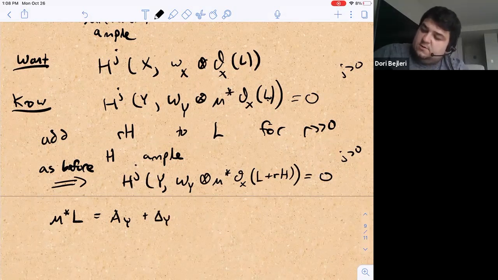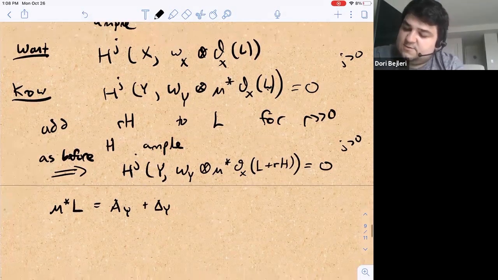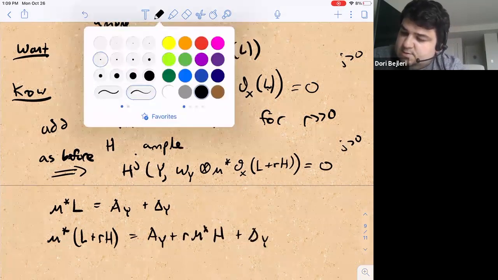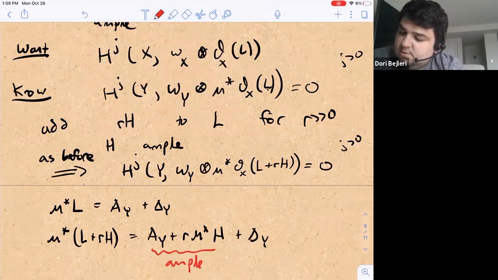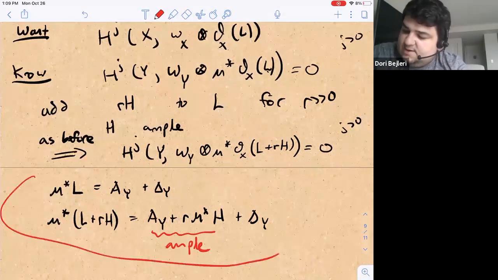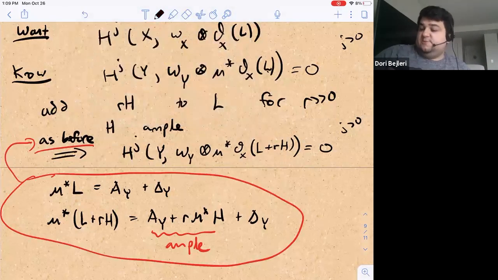But now when we pull back this ample from the base, I guess I'm giving the argument for Y as before. We still get this vanishing. Okay, so let me not skip that, I guess, because I started. So μ upper star L is like this. Then μ upper star L plus RH is A_Y plus R μ upper star H plus Δ_Y. And the point is just that this is still ample because we have ample plus the pullback of an ample. So it's still ample. So I guess this justifies why things still vanish when we twist by RH.